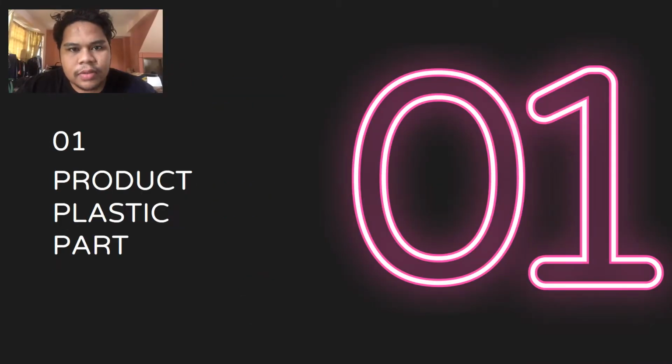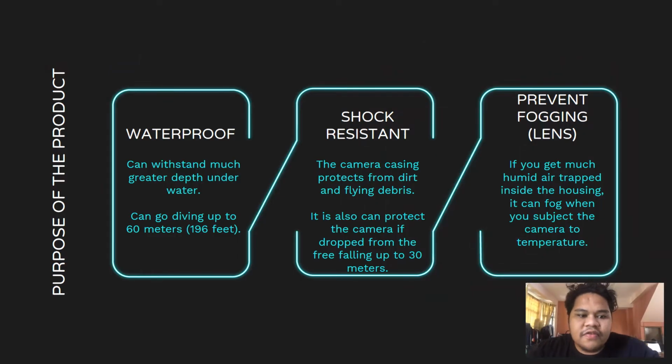Chapter 1 for the product plastic part. The purpose of our choosing this product is because it is waterproof. It can withstand much greater depth underwater, so the product can go diving up to 60 meters, equal to 196 feet. This product is also shock resistant. The camera casing can protect from dirt and flying debris. It can also protect the camera if dropped from free falling up to 30 meters.